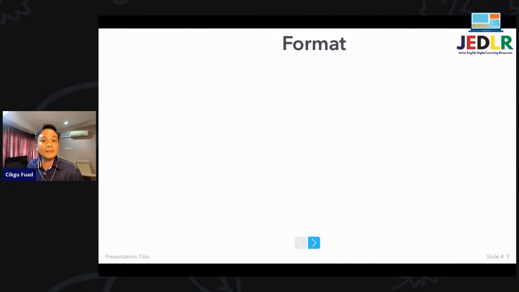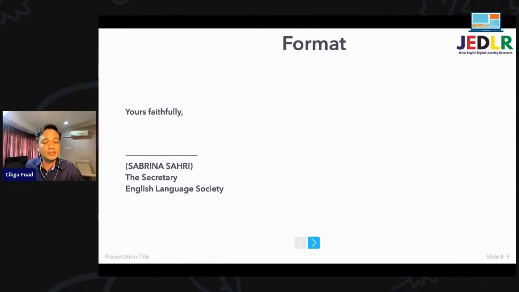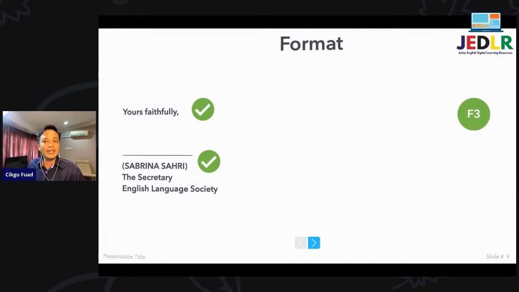We look at the bottom part of the format. Yours faithfully, underline, and then your name and your post, if there is any. Remember to write yours faithfully, YOURS. Do not forget the letter S at the back, and only use yours faithfully for formal letter. So again, yours faithfully and your name, you get F number 3. So you get 3 marks for that. We are done with the bottom part.